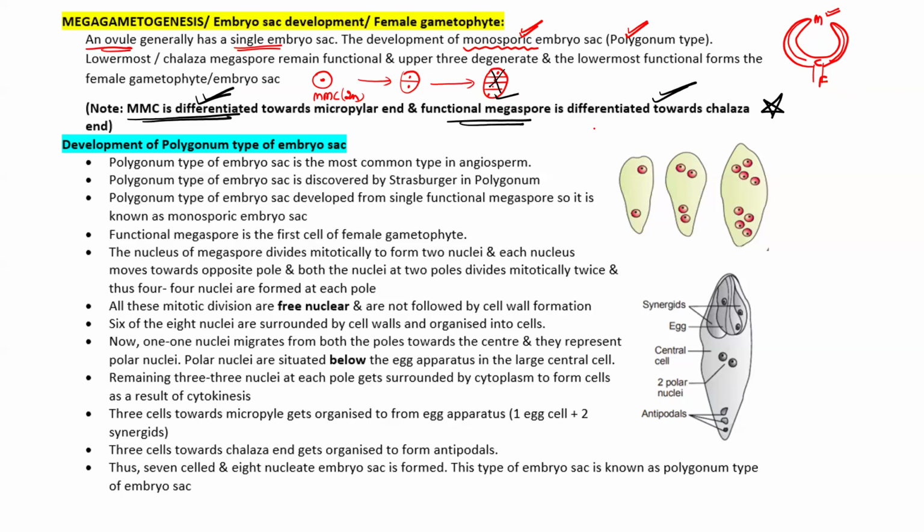The Polygonum type of embryo sac is the most common type of embryo sac in angiosperms. It was discovered by Strasburger in the Polygonum plant. It is developed from only one functional megaspore, so we call it monosporic. And you can say the functional megaspore is the first cell of the female gametophyte. Now let me explain the development. Understand this diagram carefully.